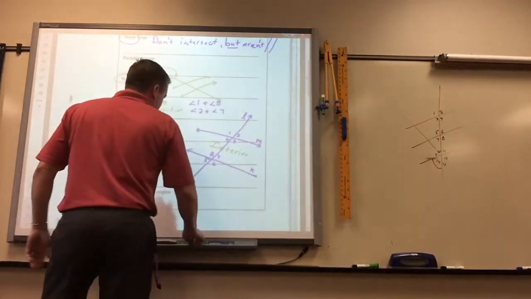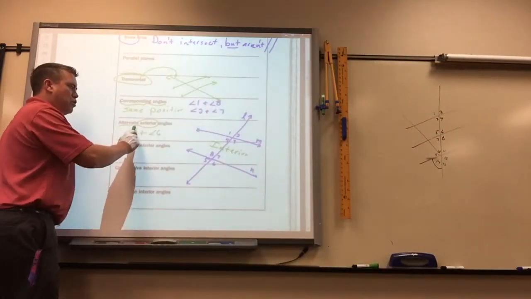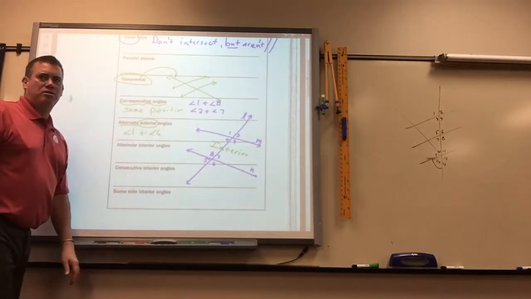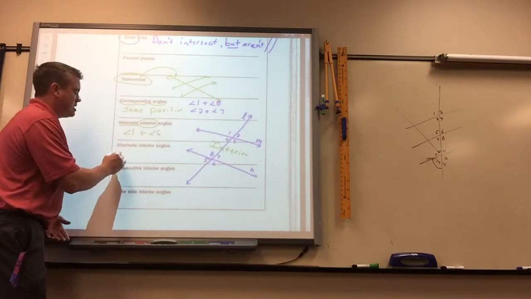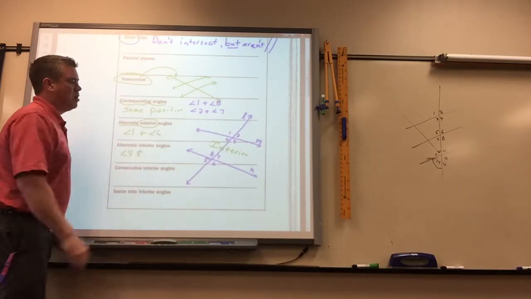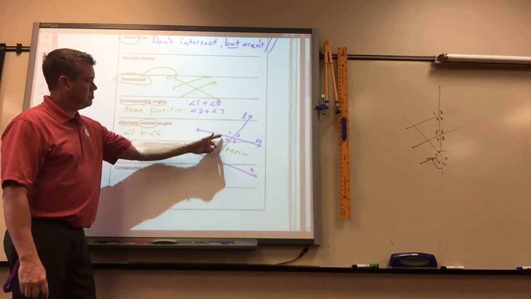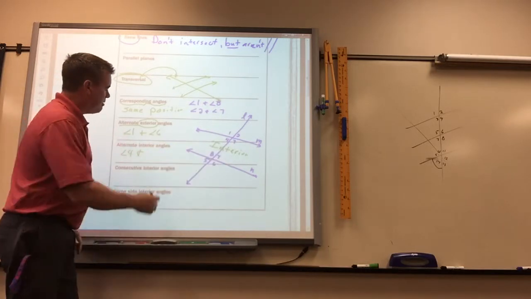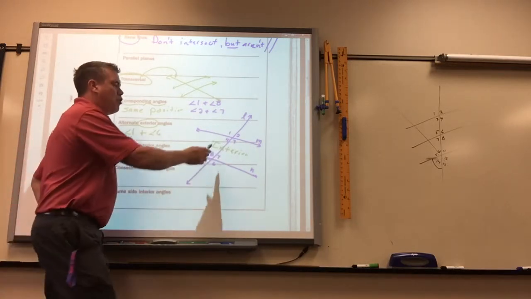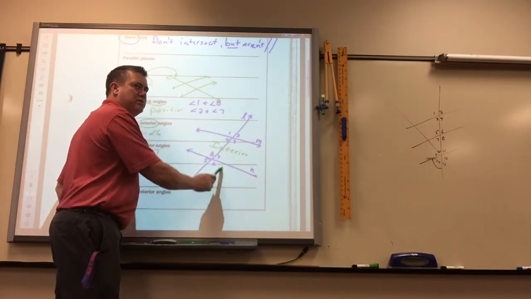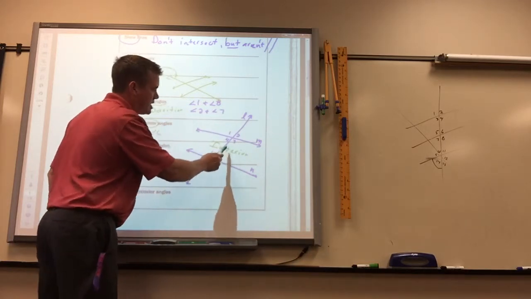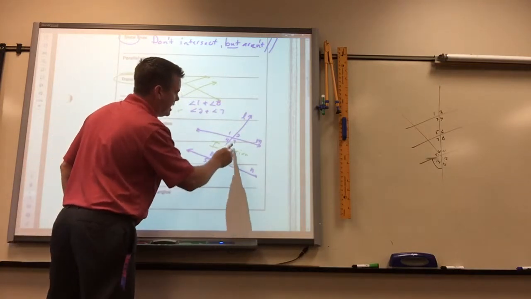Okay, alternate interior angles then, if you know what alternate exterior, you can figure out alternate interior. These are the interior angles. So if I say angle 4, what does the alternate interior? That would be 7. 4 is on the left side, 7's on the right side. They alternate sides. So then the other set is 3 and 8.